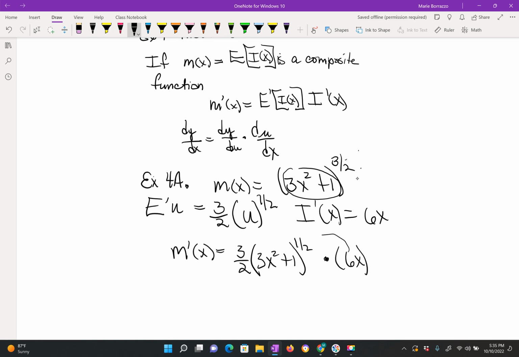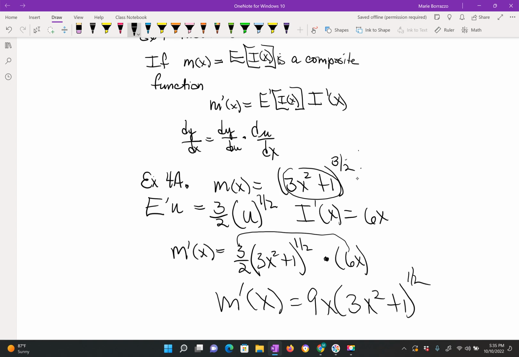And well, we're not even done though. Remember, we're gonna multiply these two, right? Because that's 18x over 2, which is really what? It's just 9x, right? Yeah. So the first derivative of this equation is equal to 9x times the 3x squared plus 1 to the 1/2. It's not that bad. It's just a notation. You kind of have to get used to it, that's all.